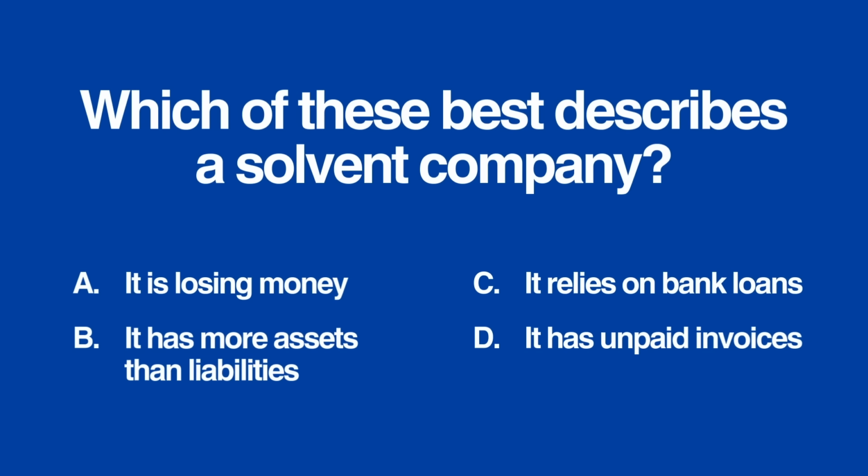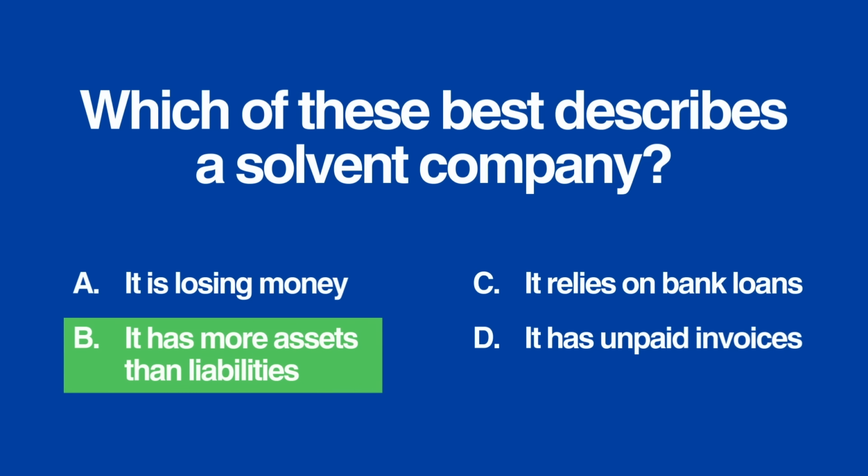Which of these best describes a solvent company? A. It's losing money. B. It has more assets than liabilities. C. It relies on bank loans. D. It has unpaid invoices. And the correct answer is B. It has more assets than liabilities.